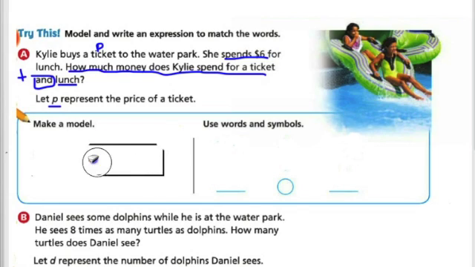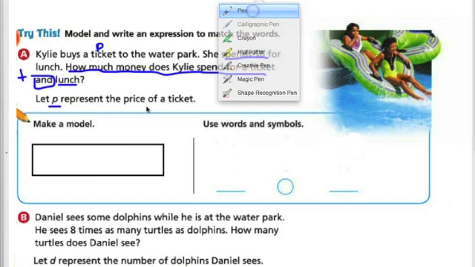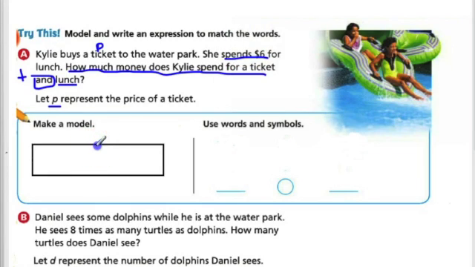I can make this model. Take a rectangle, and then I need to divide the rectangle into 2 equal parts. And then I am going to join the P with how much she spent on lunch. So we will have P over here and 6 over here. And this is my addition model, P plus 6. We join those two together.